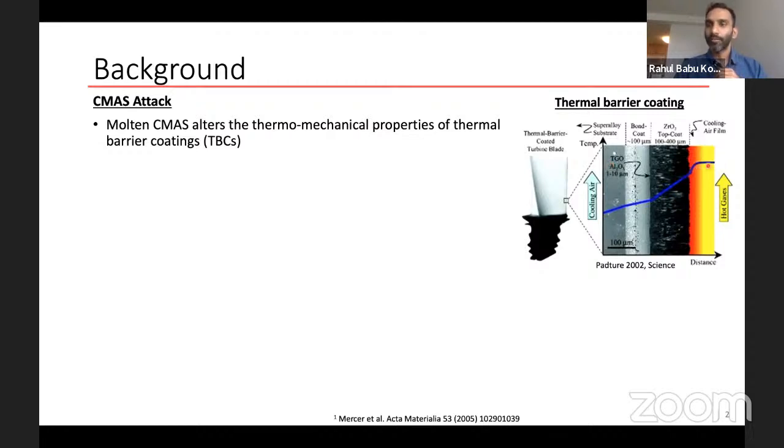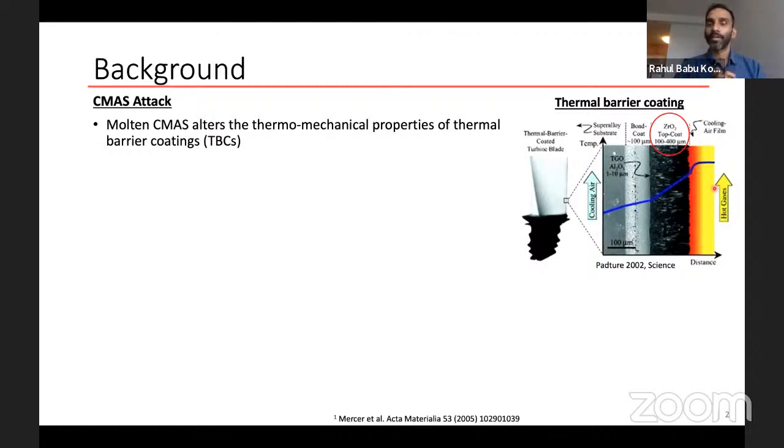And in the blue here, we can see the temperature gradient across the blade. And this difference is about 300 to 400 degrees Celsius. And that is substantial, since that protects the blade from the hot gas and prevents it from melting. And our interest for this research is looking at the top coat, because that is the first layer of defense against the attack.